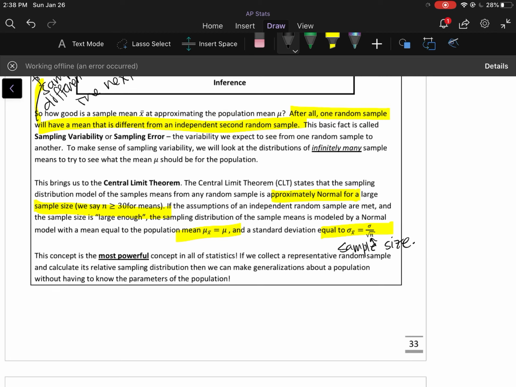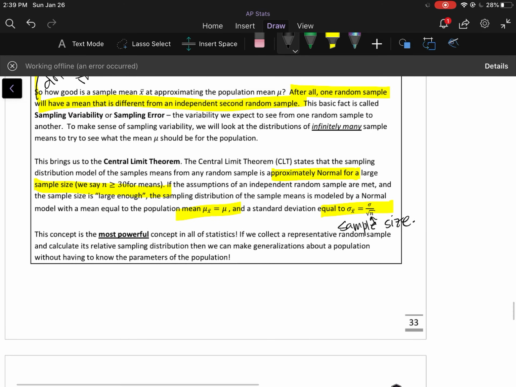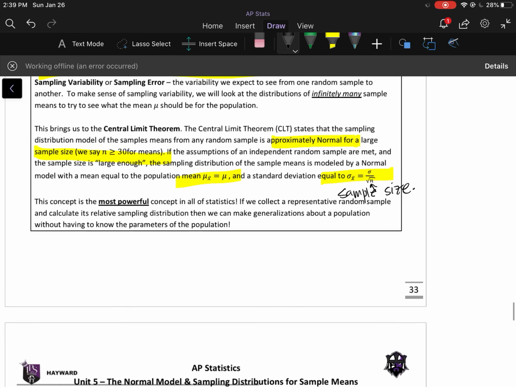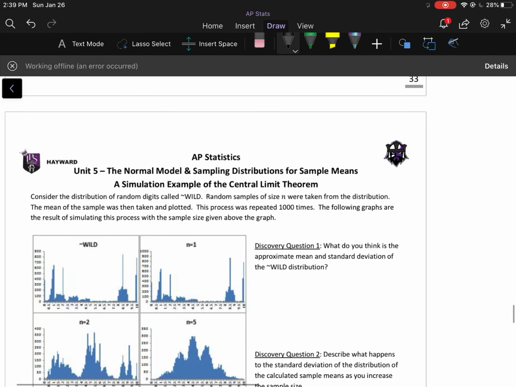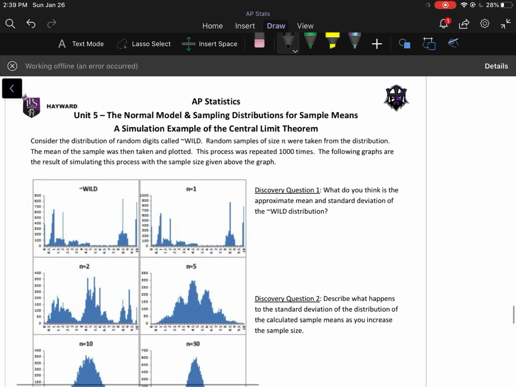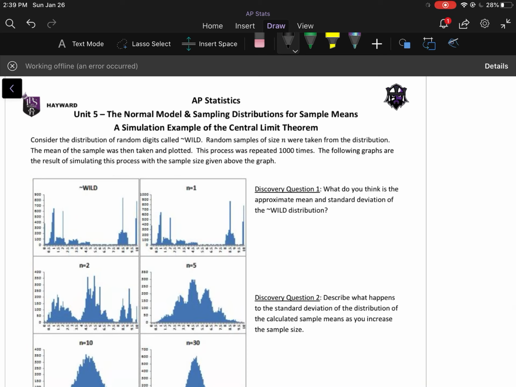This is the most powerful concept in all of statistics. We collect a representative random sample and calculate its relative sampling distribution. Then we can make generalizations about a population without knowing the parameters of the population. So we're going to go ahead and skip this simulation. You're going to actually do one later using a worksheet that I provide for you.